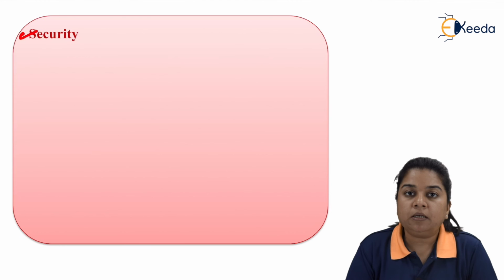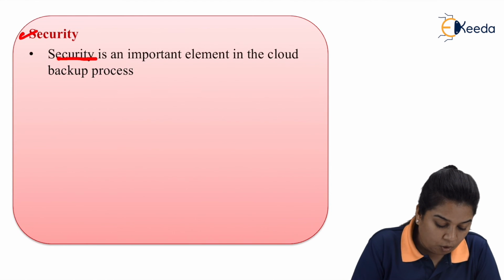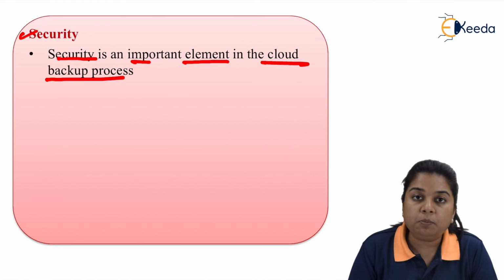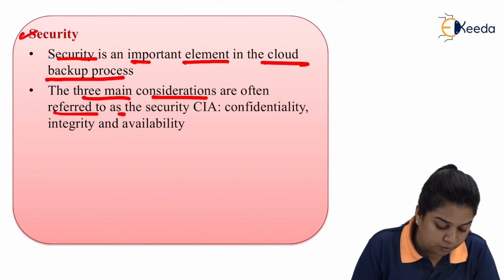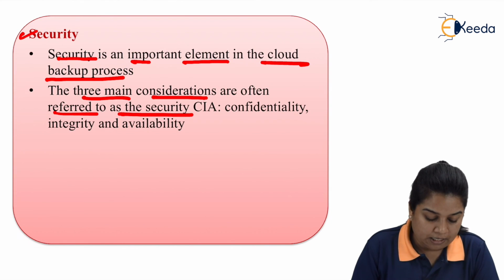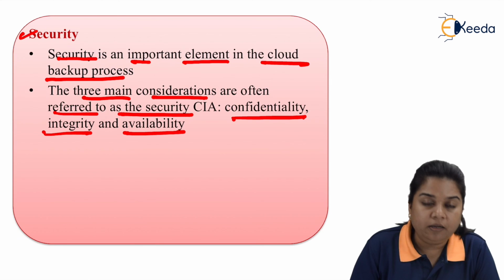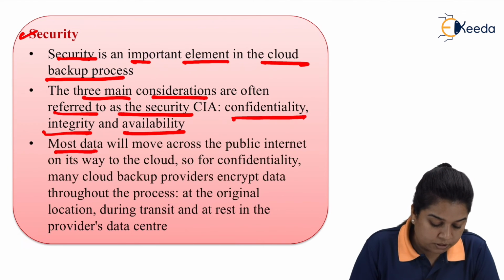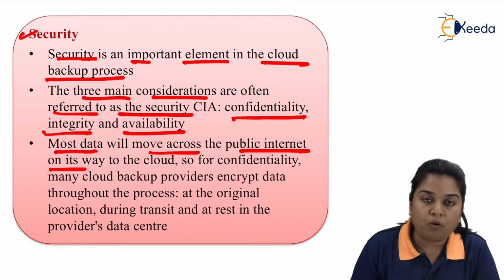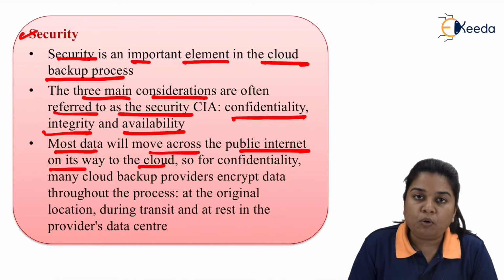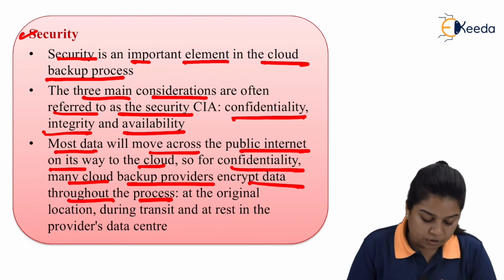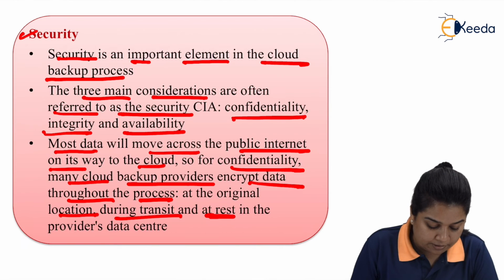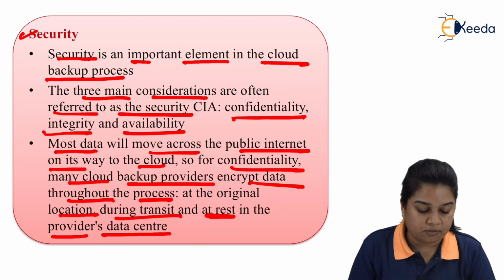Then, the security in cloud backup. Security is an important element in the cloud backup process. The three main considerations are often referred to as the security CIA: confidentiality, integrity, and availability. Most data will move across the public internet on its way to the cloud. So, for confidentiality, many cloud backup providers encrypt data throughout the process, at the original location, during transit, and at rest in the provider's data center.